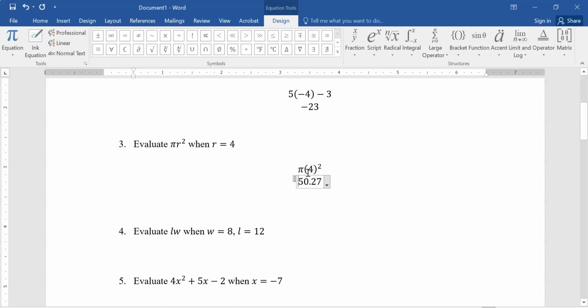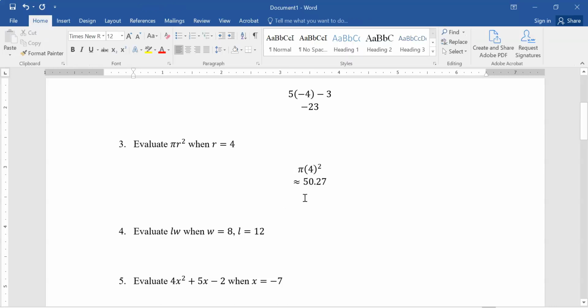By the way, sometimes when people write a rounded answer, they will write squiggly lines instead of just the normal equal sign. A lot of times I'll write squiggly lines to show that it's been rounded. But other times, I'll just write an equal sign and not worry about the difference.